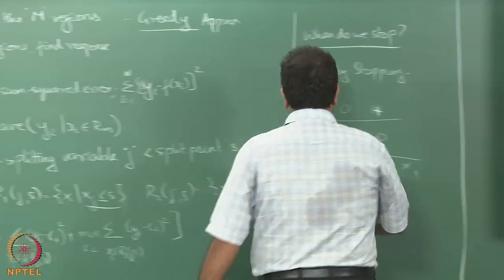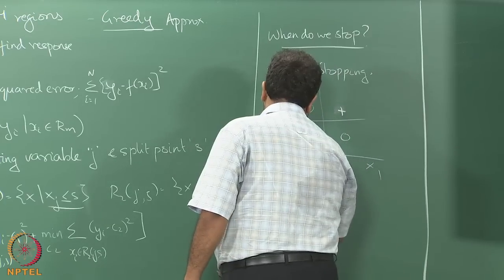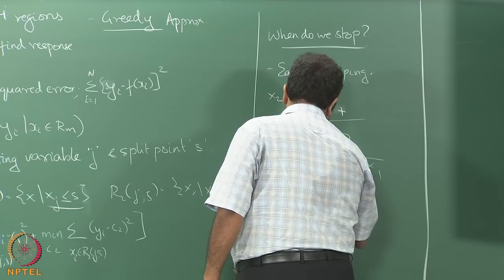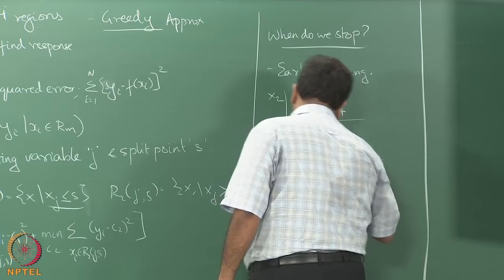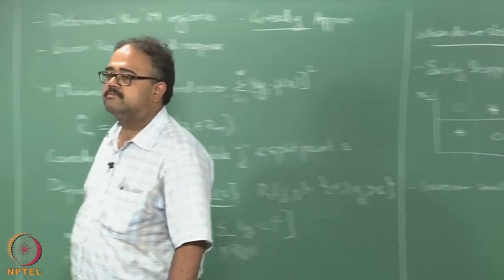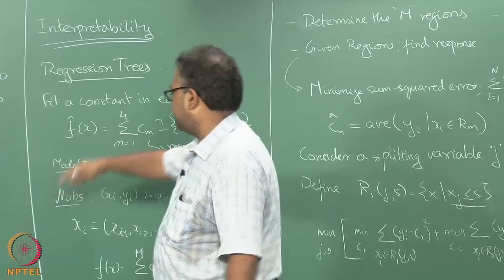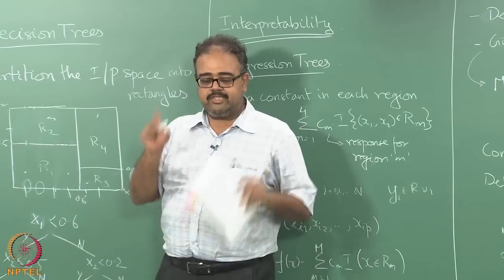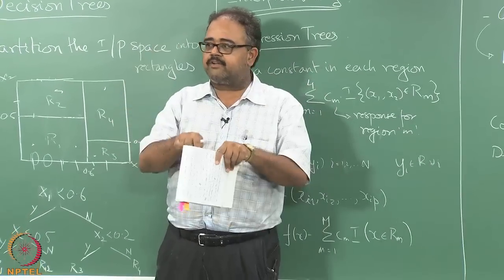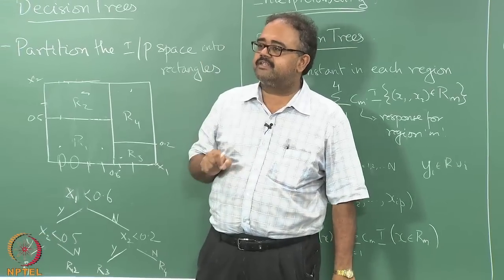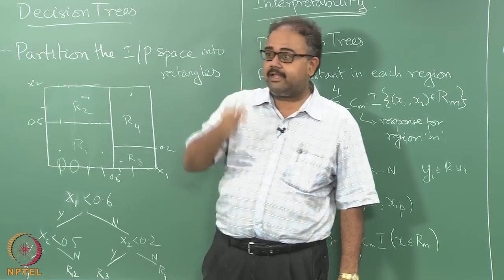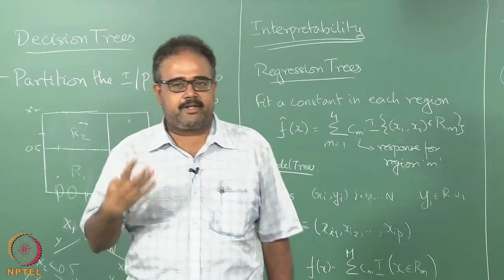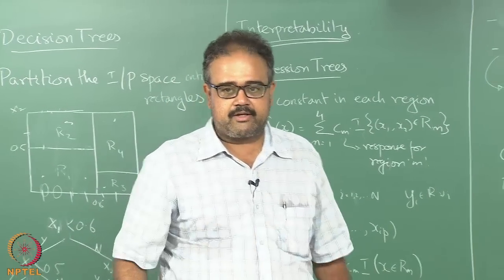In fact, you stop when the leaves are small. Think of a tree. The leaf of a tree is a region. So the region small, I put it in quotes, it's not the extent of the region, it is the number of data points in the region. So small would be like 2 or 3 or 5 or some really small number depending on how large your data set was. You keep growing your tree.